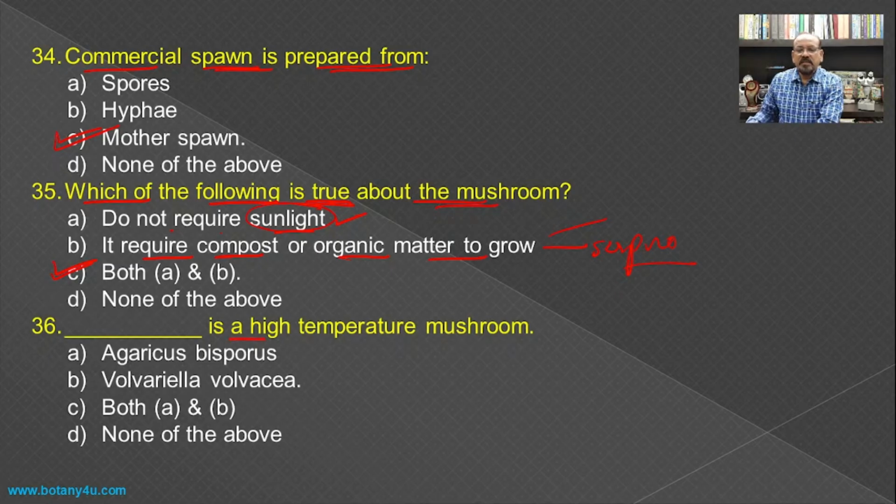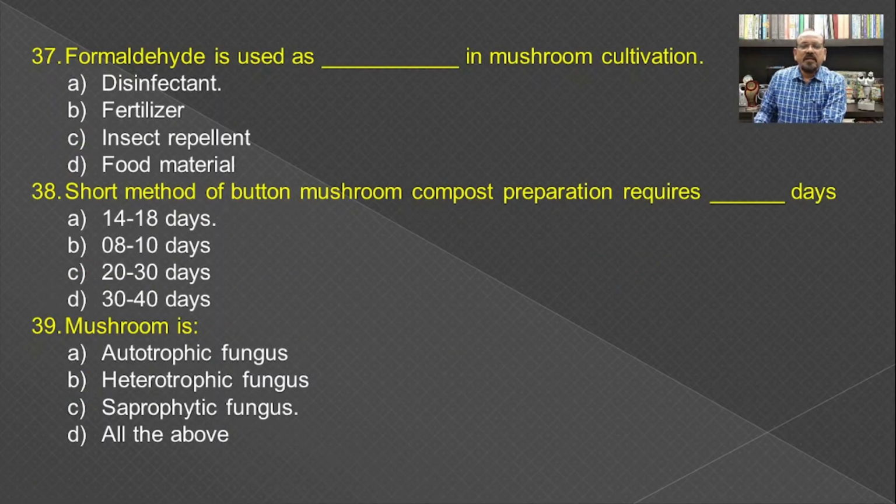Then is a high temperature mushroom, meaning the mushroom that can be cultivated in high temperature also. So the well known Volvariella volvacea can be cultivated in the high temperature, and hence it is commonly called the high temperature mushroom. Then formaldehyde is used in mushroom cultivation as a disinfectant.